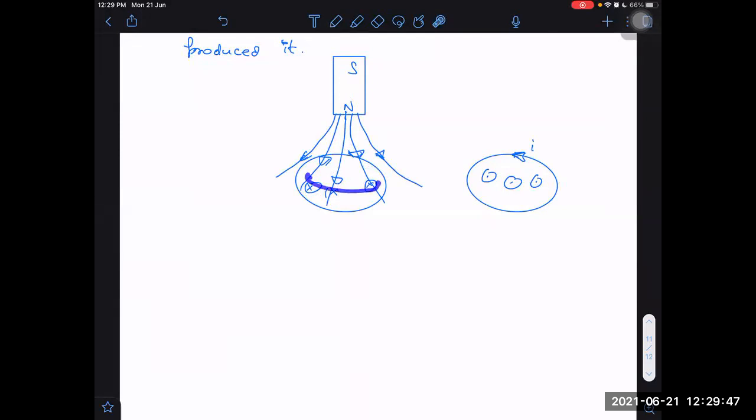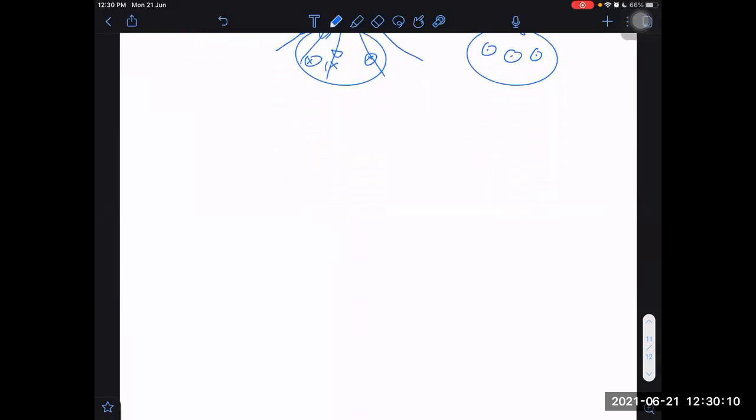How many magnetic field lines are passing now? Three. As the magnet becomes closer, these 4 and 5 lines will also be passing through it. So the number of crosses will be increasing. To decrease those crosses, it will create its own magnetic field in the dot direction. To create it in the dot direction, it has to produce current in which direction? Anti-clockwise.